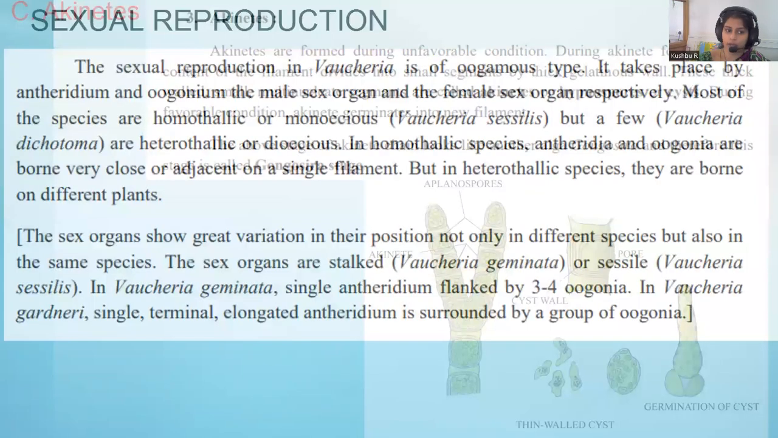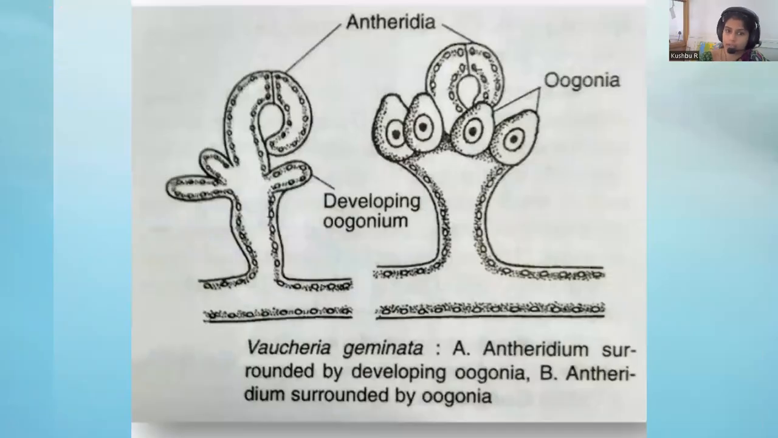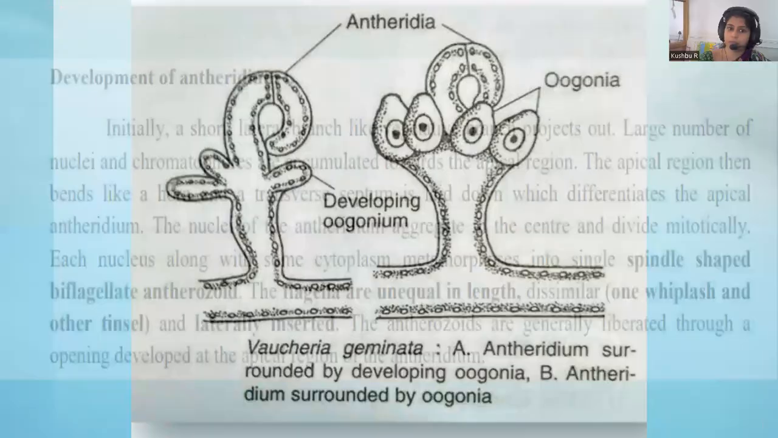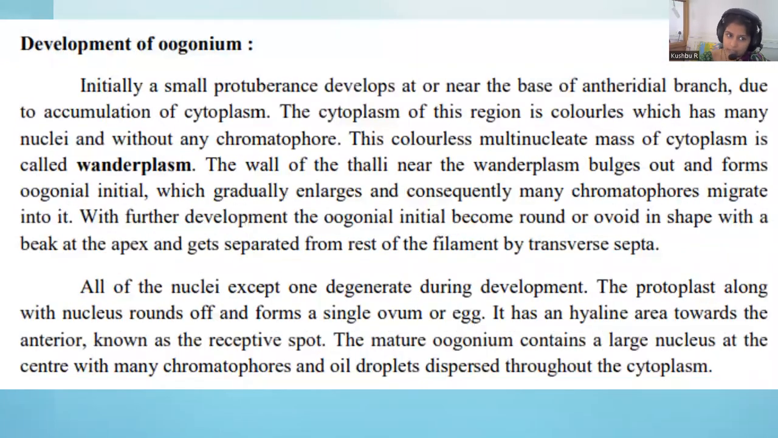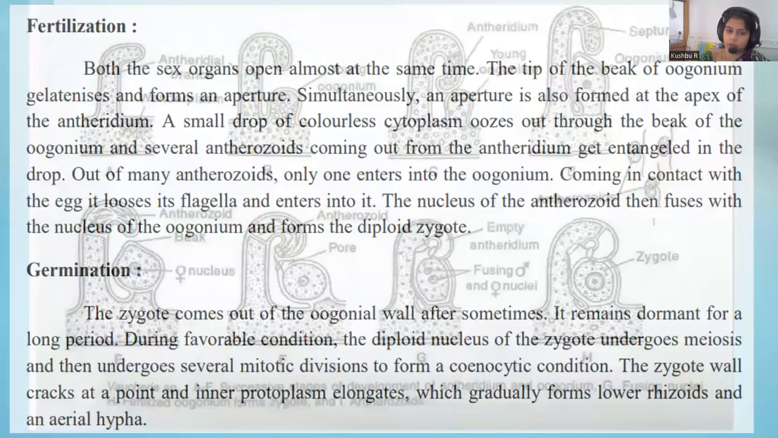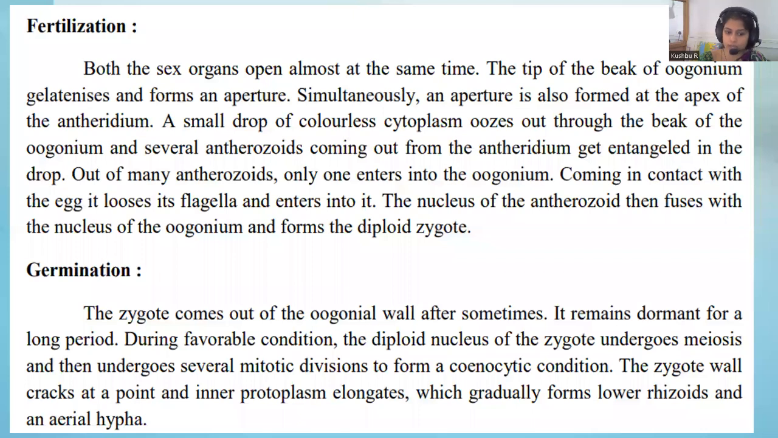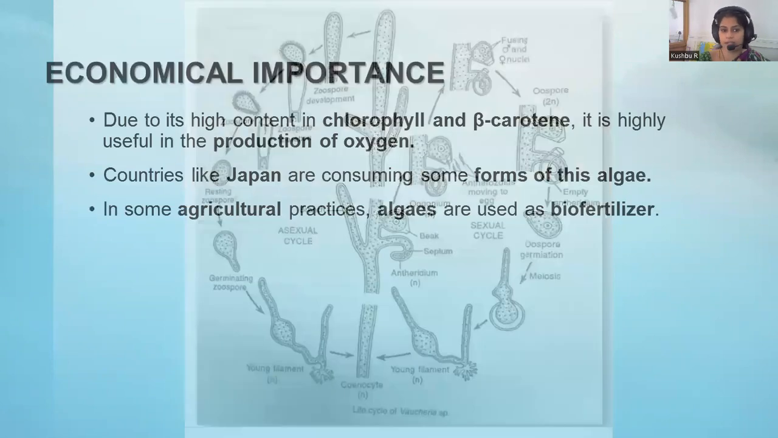In sexual reproduction, they show a very evolved form of sexual reproduction, where sex organs are unique. Then how antheridium development occurs, how oogonial development occurs, how it matures, how the fertilization occurs, and how the germination occurs is what has been briefed and summarized using the pictorial representation. So economical importance can be emphasized at the last.